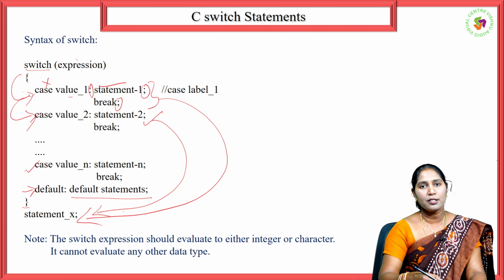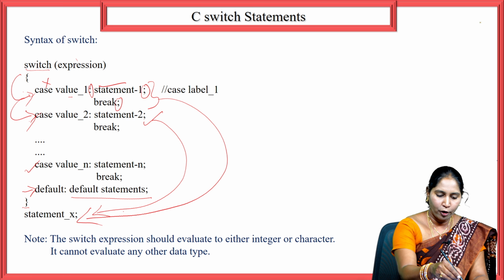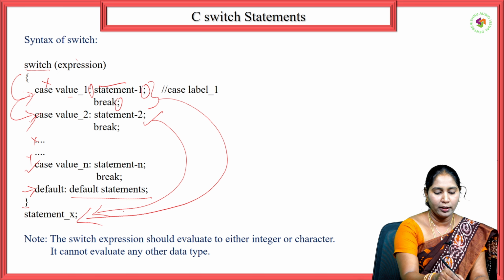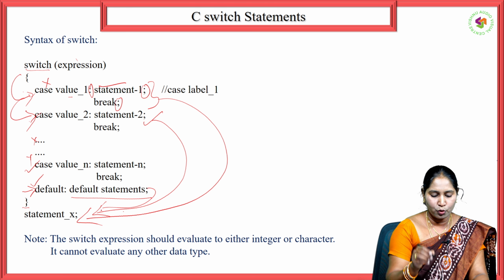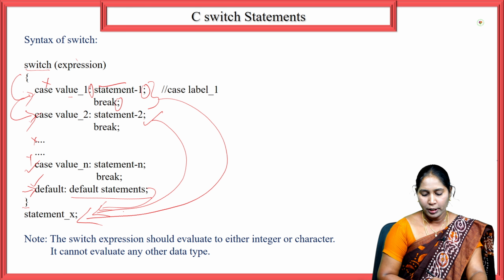Like that, however many cases there are, it will be checking all those multiple cases. If none of the cases were satisfied, then it skips all these and whatever statement I have written in default will be executed. Okay, then again the control comes to the statement X. That is the thing that you have to keep in mind.